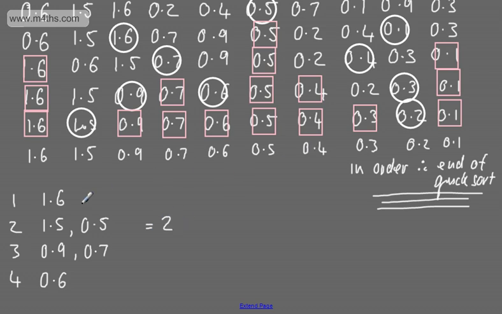Okay, 0.4, that'll fit nicely in the first one. So I'm always checking: will it go in the first? Will it go in the second? Will it go in the third? And so on and so forth. So we're up to 2.